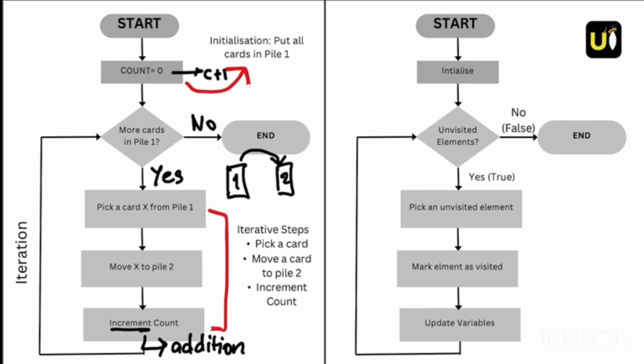So at the end of the execution, this count variable will contain the number of cards present in pile 2. Okay, so this ends when there's no cards in pile 1. So when this pile becomes empty and the count variable contains all the number of cards in this pile, then this comes to an end. So these are the steps. The first step is initializing. Then we check if there is any unvisited element. Yes for true. Then pick an unvisited element, mark element as visited, and update the variable. So this is what we're doing in this flowchart here.